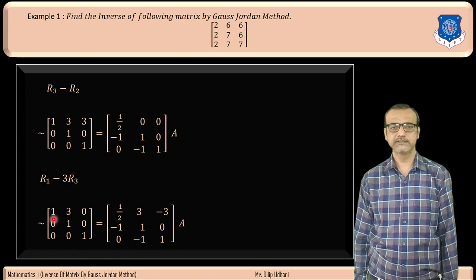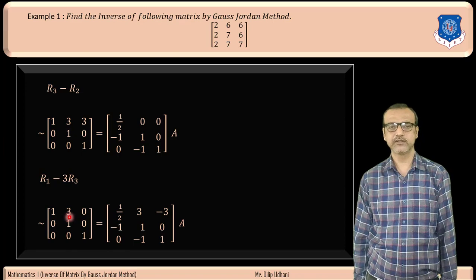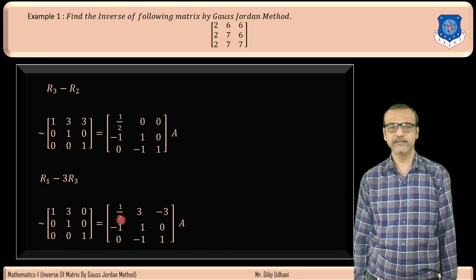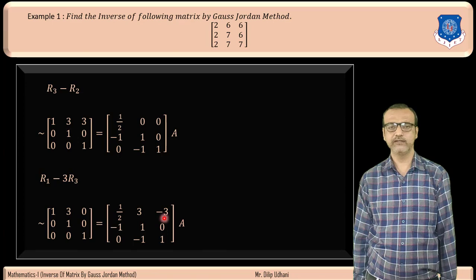So 1 minus 3 into 0, so the result is 1. Then after 3 minus 0 into 3, so the result is 3. Then after 3 minus 1 into 3, the result is 0. Then after 1 by 2 minus 0 into 3, the result is 1 by 2. Then after 0 minus 3 into minus 1, so the result is 0 plus 3, that is 3. And finally 0 minus 3 into 1, so that is minus 3. And row number 2 and 3 will be as it is.